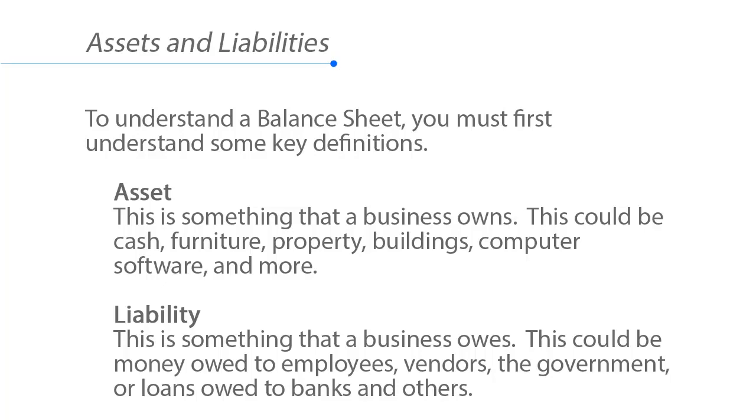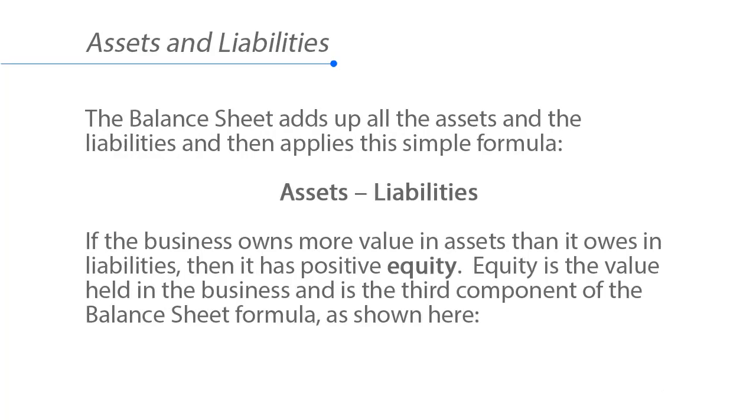Liability. This is something that a business owes. This could be money owed to employees, vendors, the government, or loans owed to banks and others. The balance sheet adds up all the assets and the liabilities and then applies this simple formula: assets minus liabilities.